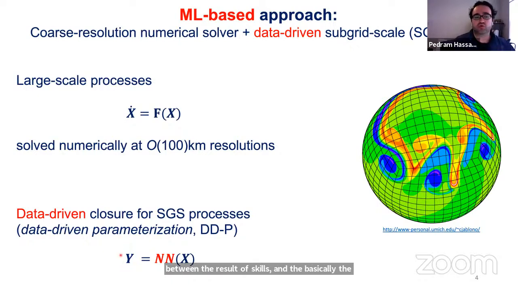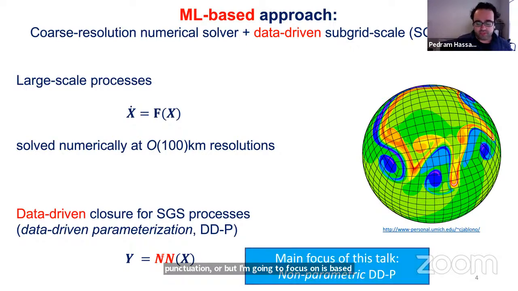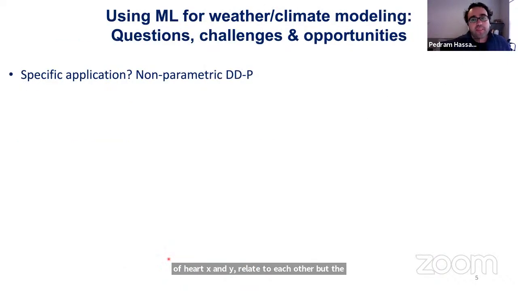You might use machine learning to estimate some of the key parameters in a current parameterization. But what I'm going to focus on is what I call non-parametric data-driven parameterization, or DDP, where you don't assume anything about the structure, the functional form of how X and Y relate to each other, but leave that to a neural network.